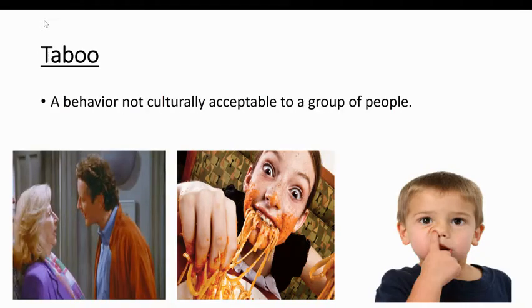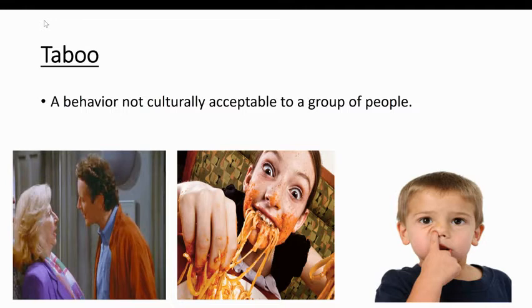Okay, a taboo. A taboo is a behavior that is not culturally acceptable to a group of people. And typically what happens is that the sociofacts regulate that behavior. And so, you can see the picture of the Seinfeld episode where the guy is a close talker. And that's typically a taboo. We don't want to smell that guy's breath, and we don't want them to come into our space bubble. And so, if you look at the woman, she is backing away, and that's a sociofact. That's her trying to regulate his behavior, saying, hey, that is not okay. That is what we call taboo.